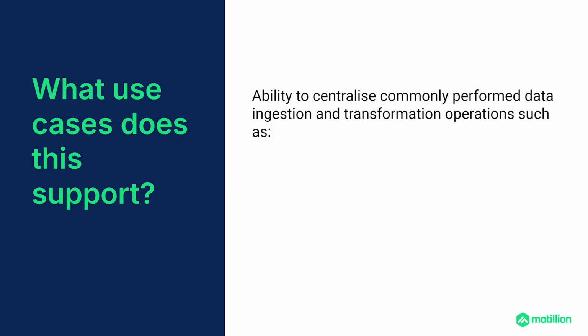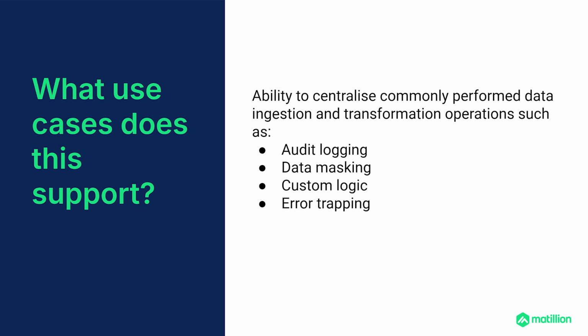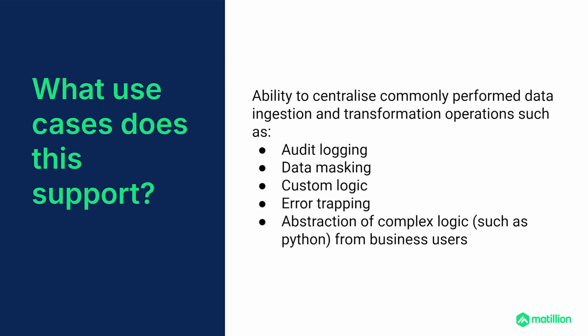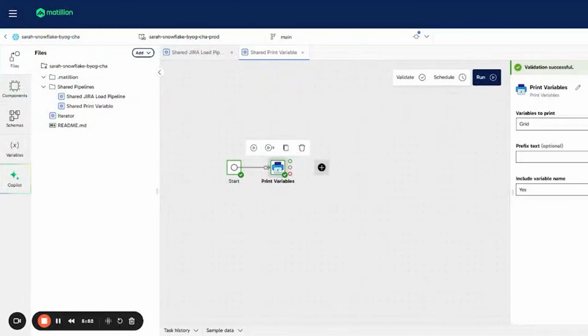Some common use cases for shared pipelines are things like audit logging, data masking, perhaps some custom logic which transforms things that are specific to the business needs, potentially error trapping, and as I mentioned earlier, abstraction of some complex logic such as Python to perhaps less code-orientated users. So now I'm going to show you a demo of shared pipelines.